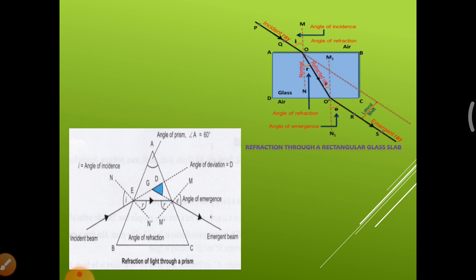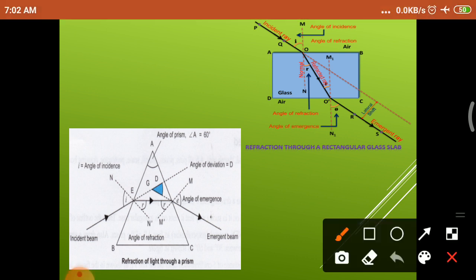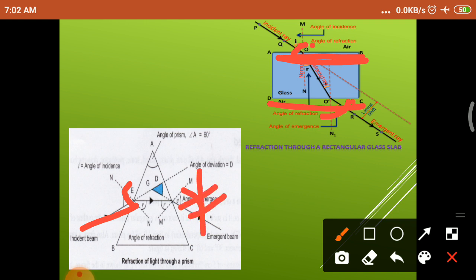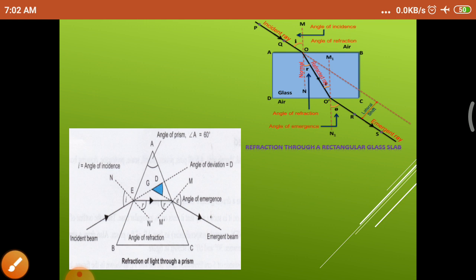So what is the difference between refraction through a rectangular glass slab and refraction through a prism? In refraction through a glass slab, the angle of incidence and angle of emergence are the same because it has parallel refracting surfaces. If you take a triangular prism, the angle of incidence does not equal the angle of emergence.